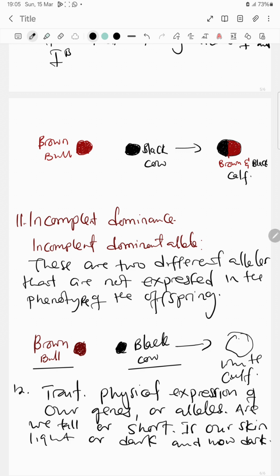Okay, so the last one is trait. Physical expression of our genes or alleles. Are we tall or short? Is our skin light or dark, and how dark? Okay, that is a trait. Physical expression of our genes or alleles. Then that's a trait. It's kind of similar to our phenotype. Okay, so that's where we end here.